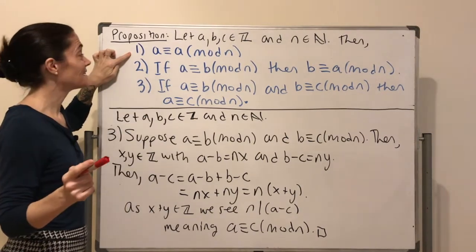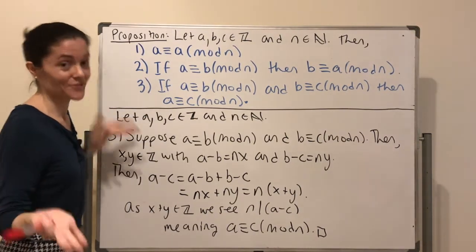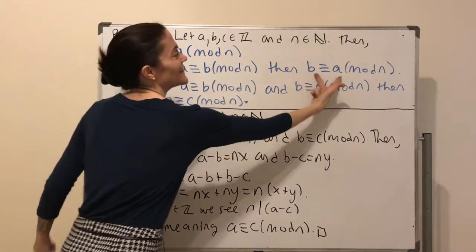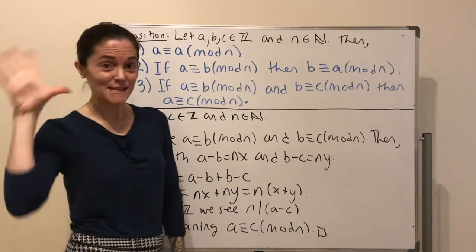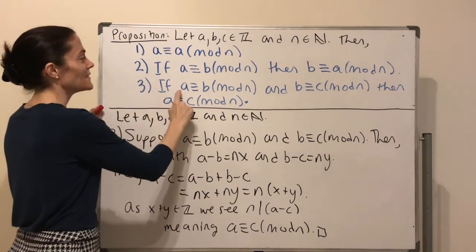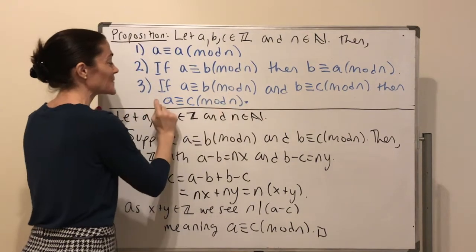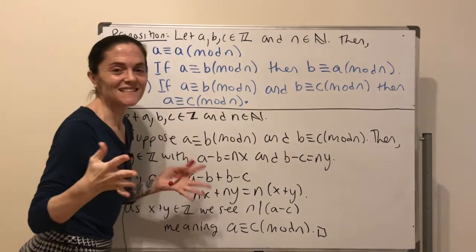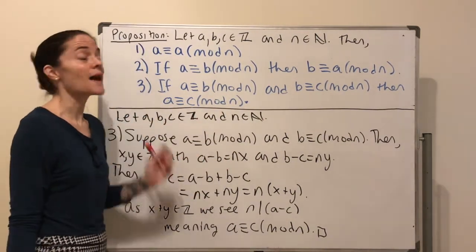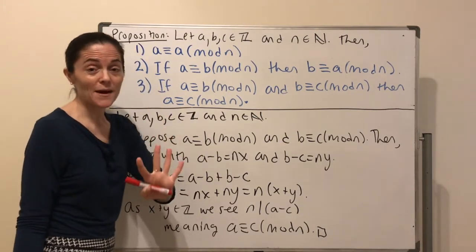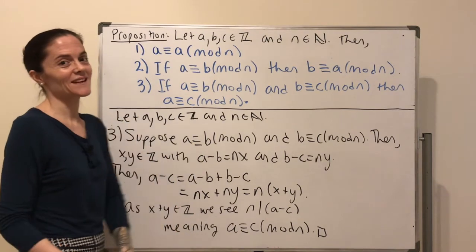This says congruence mod n is reflexive. 2 says congruence mod n is symmetric. And 3, look, a congruent to b, b congruent to c, middle ones match. We have a congruent to c. 3 says congruence mod n is transitive. So in fact, this proposition shows congruence mod n is an equivalence relation.